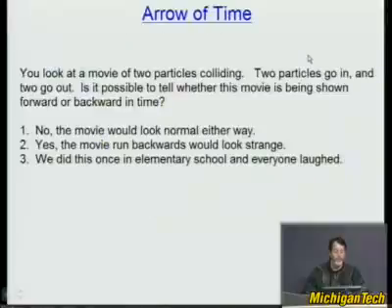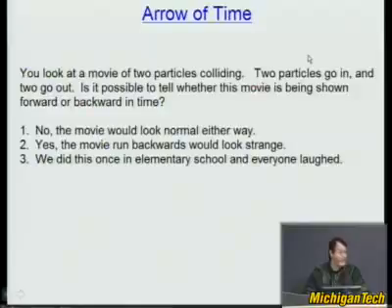It's a movie of two particles colliding, probably not a blockbuster. The two particles go in and two particles go out. Is it possible to tell whether this movie is being shown forward or backward in time? Can you tell that? These are the things that people think about that I've thought about for a while. Is the arrow of time unique?